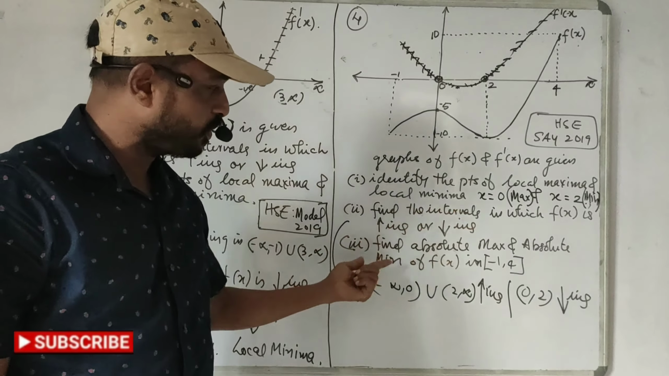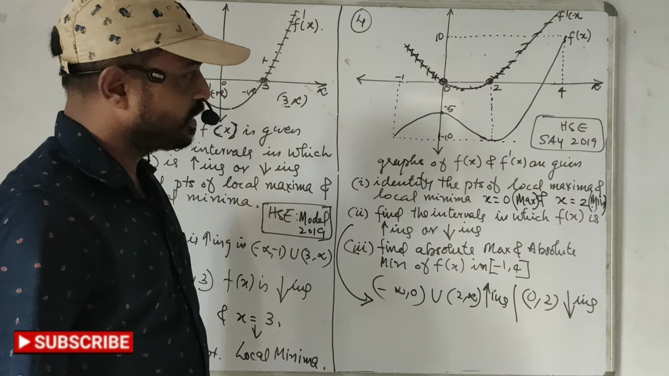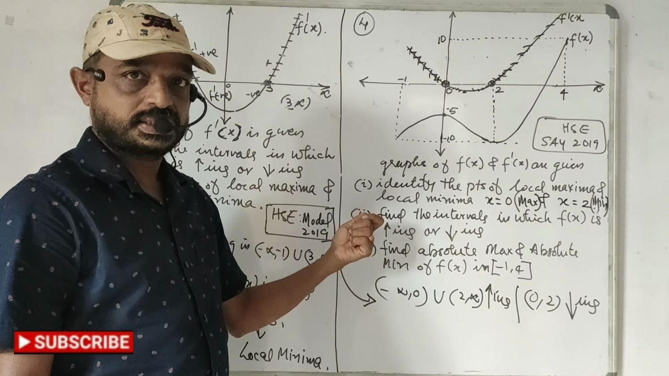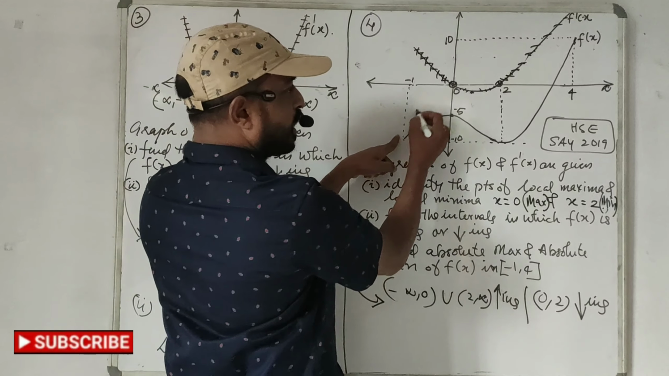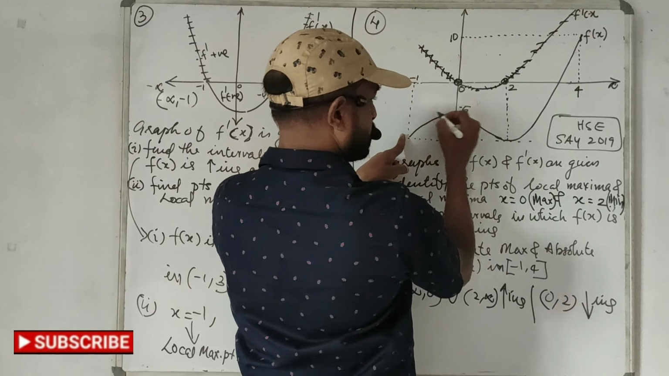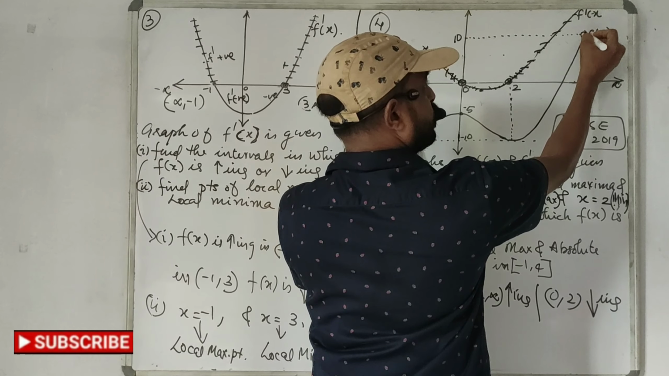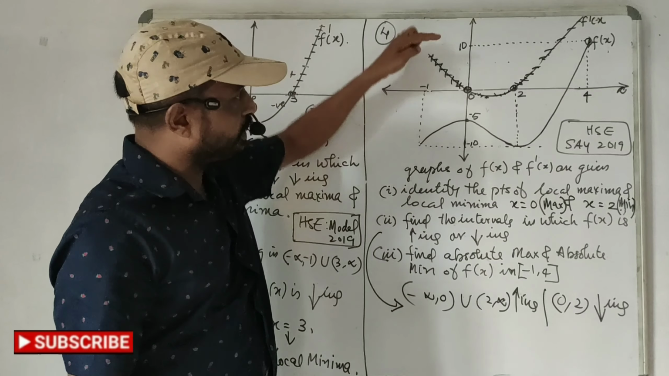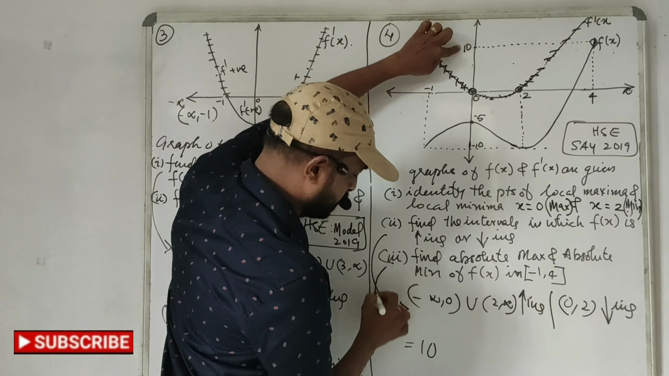Second, find the absolute maximum and absolute minimum of f of x in minus 1, 4. See, absolute maximum, the maximum of maximums, is called absolute maximum, the greatest value. The least value is called absolute minimum. So this is the graph of f of x. This is the highest point, that is the absolute maximum. What is the absolute maximum value? 10. So the absolute maximum value is equal to 10.